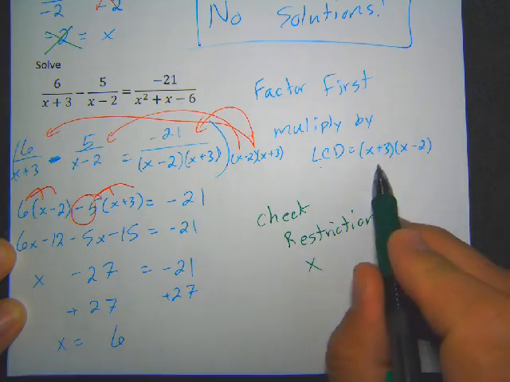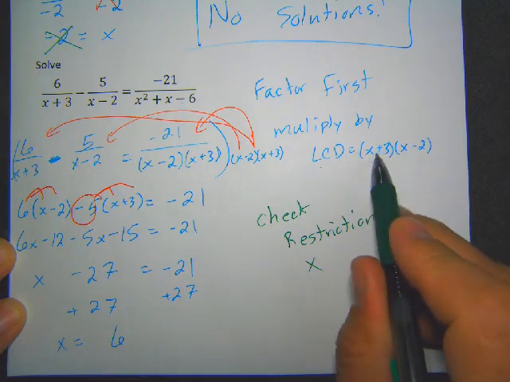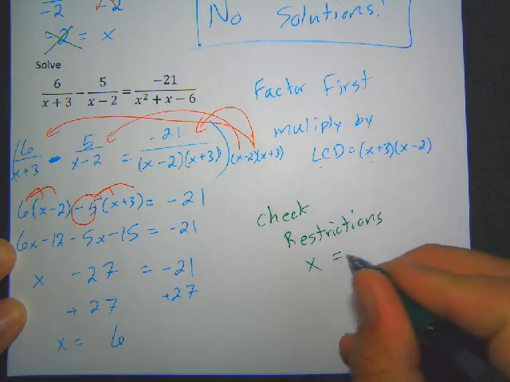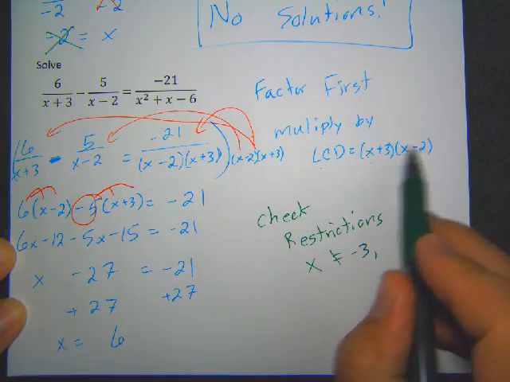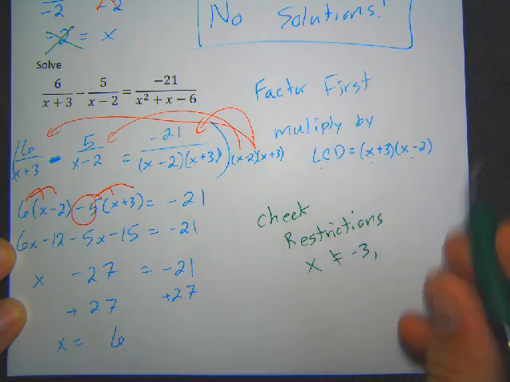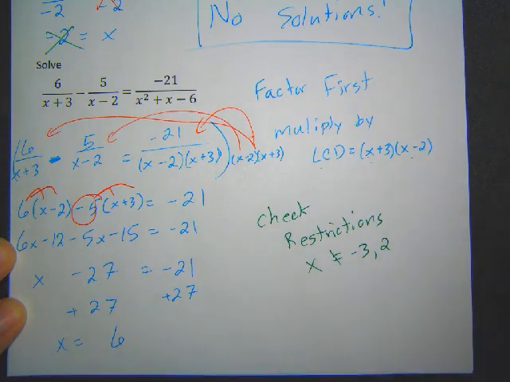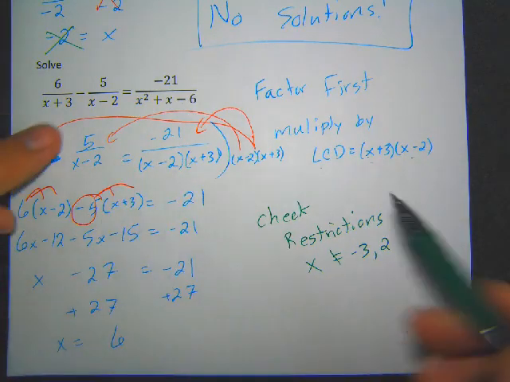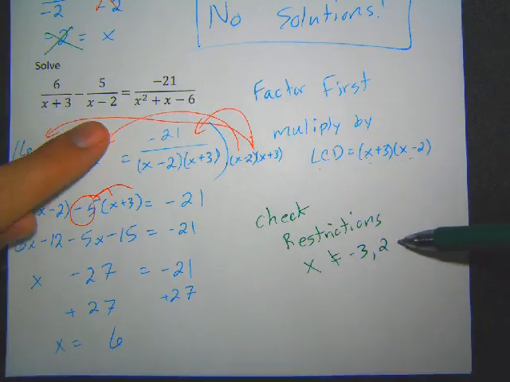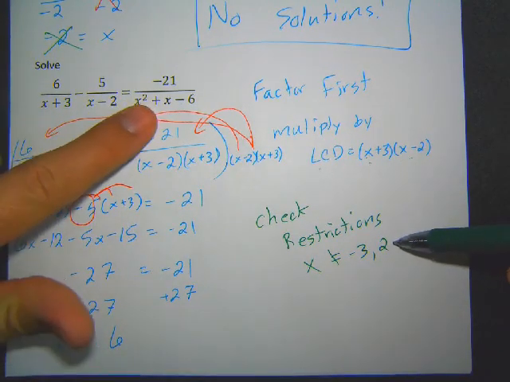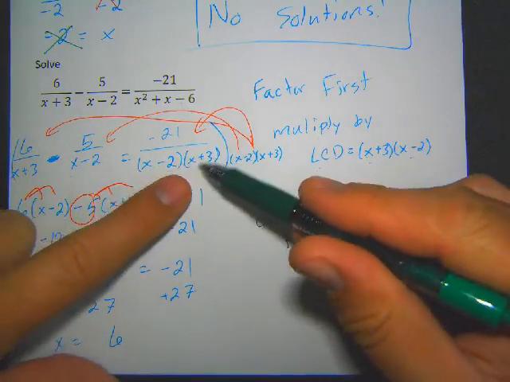So I notice here that x plus 3 would be 0 if x is negative 3. So I don't want x to be negative 3. That's one of the restrictions. X minus 2 is going to be 0 if x is 2. The other restriction would be x is 2. So you'll notice over here, you can see there's the negative 3 restriction, there's the 2 restriction. This one, when it factors, you can see it has both the 2 and the negative 3.